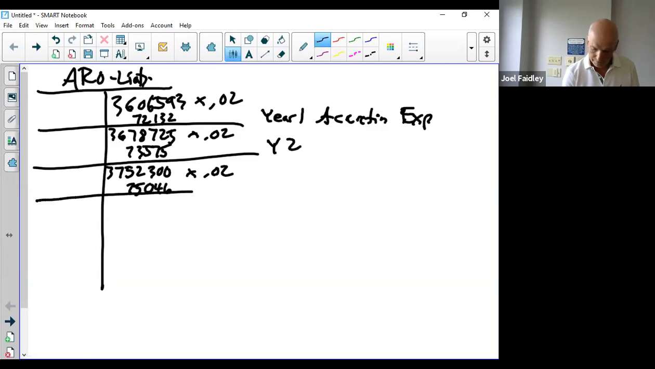It's going to be good preparation for chapter 14 because this is the effective rate of interest method, which is what we're going to do on bonds payable.